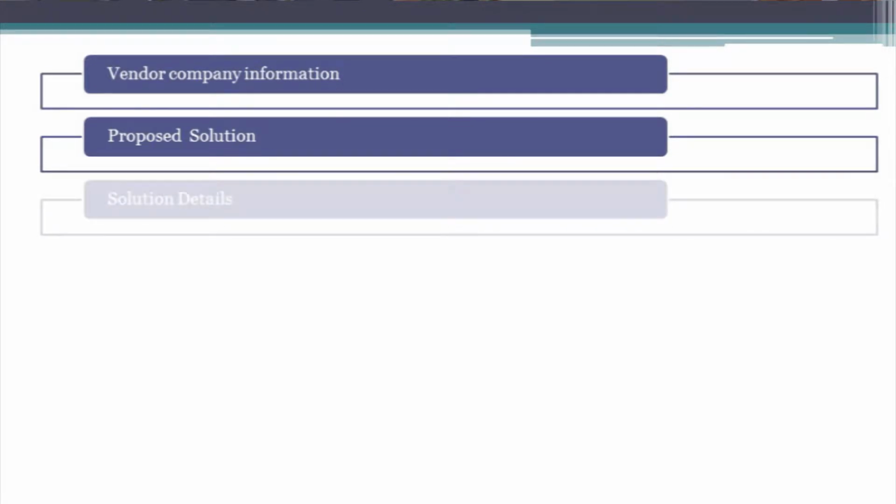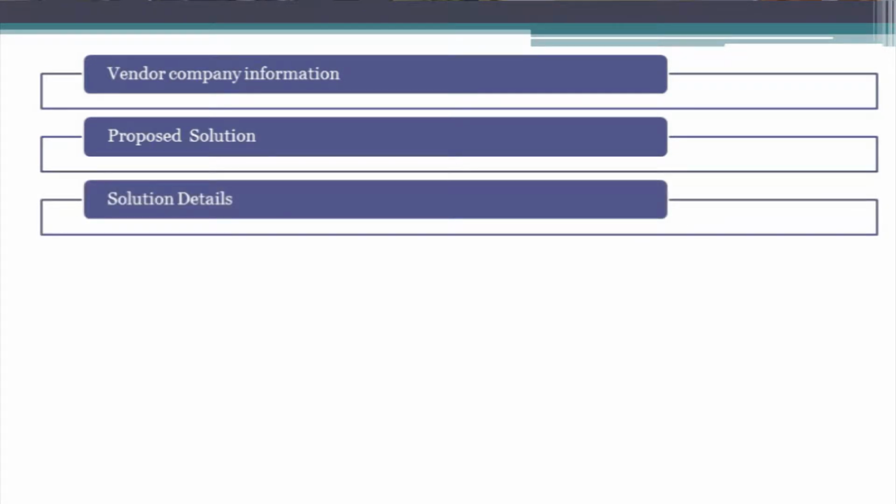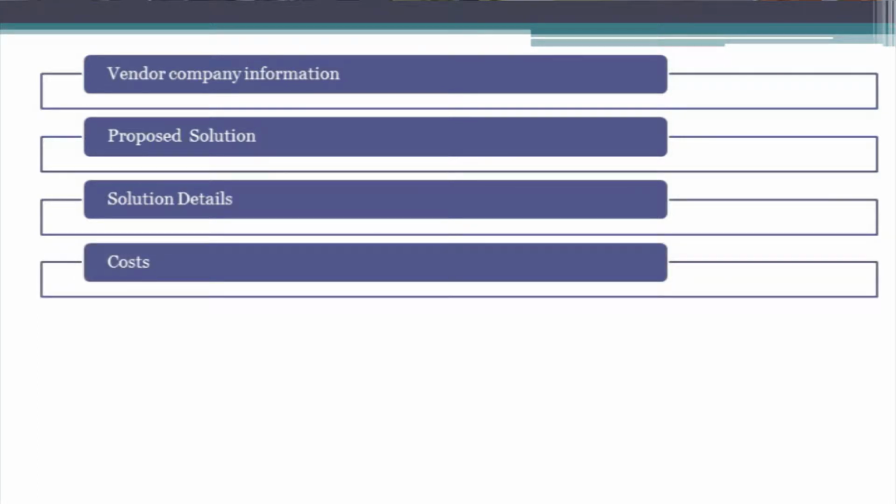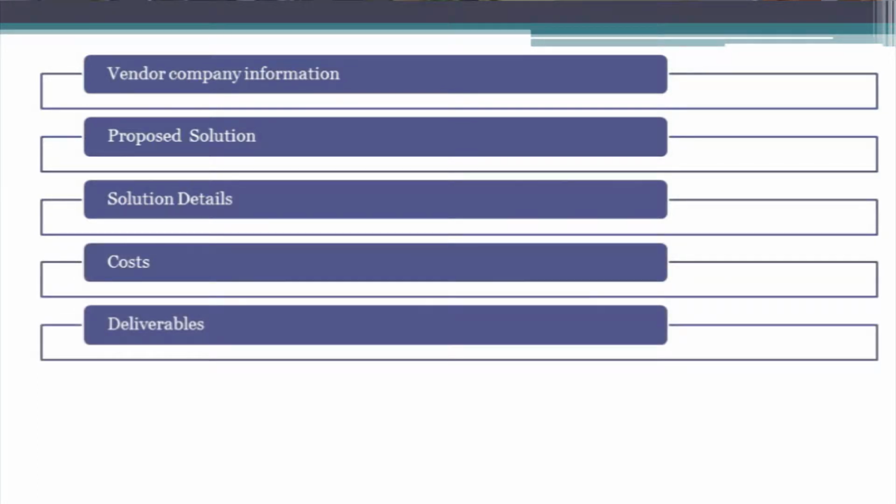The next is to look at their proposed solution. Is that solution really going to meet the needs of your organization? And what are the details behind that solution? What are the costs? What are they going to provide as deliverables? Are they going to add anything additional? Are they going to give you hardware, software, applications, technical support?